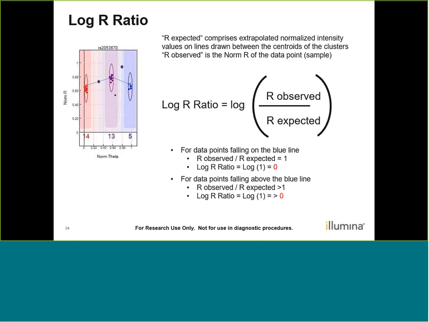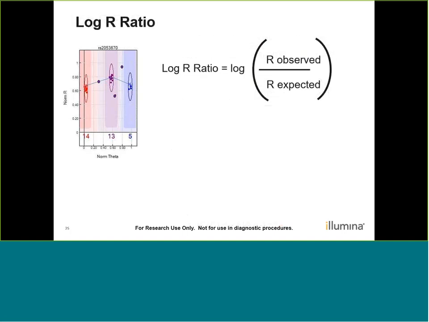If the data point falls above the blue line, then R observed is greater than R expected, and the log-R ratio will be greater than 0. If R observed is lower than the R expected, then that value will be less than 1, and the log-R ratio will be a negative number.